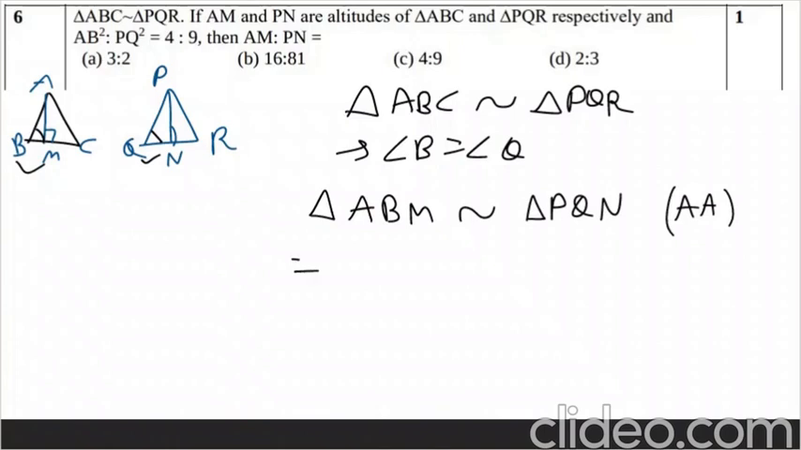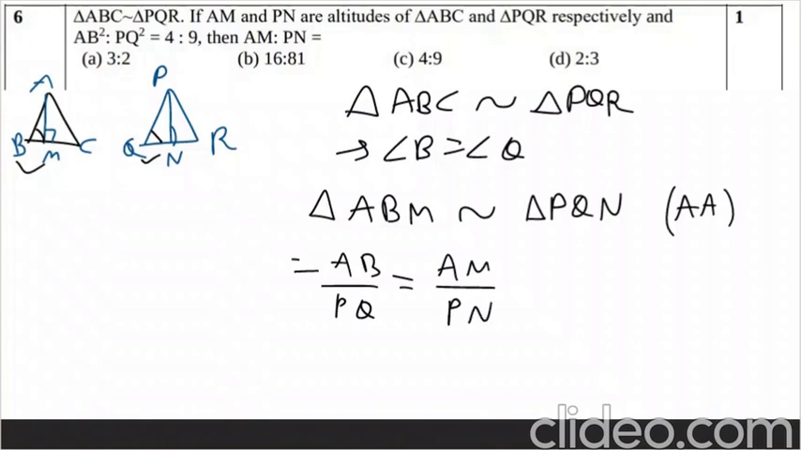The sides AB, PQ, they both will be proportional. So AB by PQ will be equal to which next one? AM, the altitudes, by the PN. Similar, right? Now what's given to us?